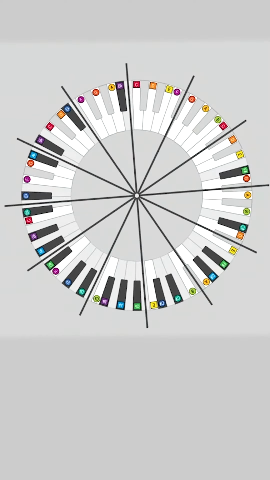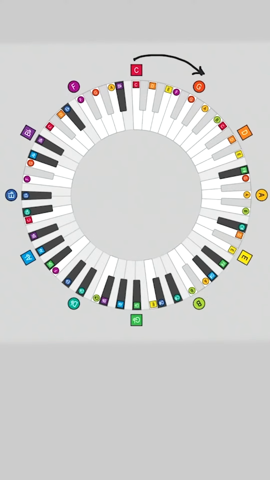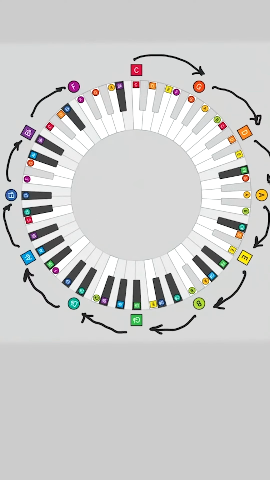As you move in a clockwise direction, each key begins on the fifth note of the scale before it. So in the C major scale, for example, we have C, D, E, F. The fifth note is G, and that starts G, A, B, C. The fifth note of that is D, D, E, F sharp, G. The fifth note of that is A, so we have A, B, C sharp, D, etc. Each new scale starts on the fifth note of the previous scale.